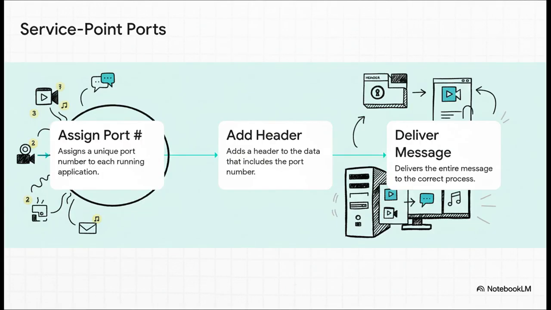The solution is actually brilliantly simple: port numbers. The transport layer assigns a unique port number, think of it as a digital office or cubicle number, to every active application. Then it just stamps that number onto the data packet's header. So when the data arrives, the transport layer just reads that port number and boom, delivers the packet directly to the right application, making sure the entire message gets to the right process.